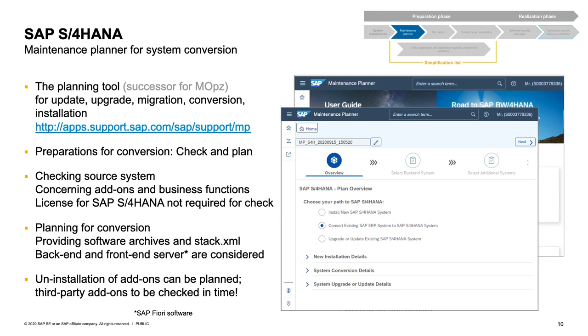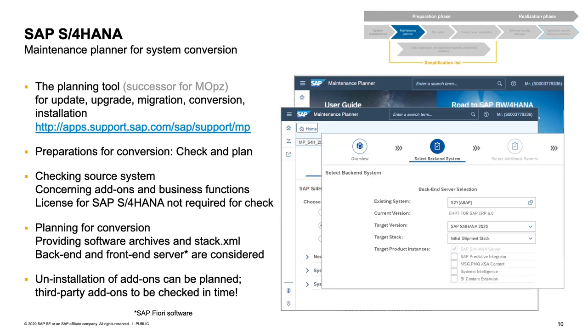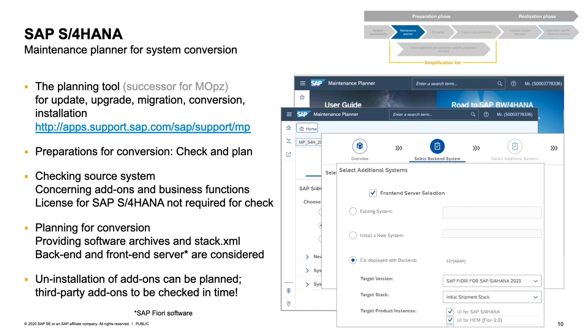So you use this tile plan for S4HANA, then you choose to convert your system. You will have to specify the name of your source system. ERP 6.0 single stack is the requirement. You will provide the target release of S4HANA and the stack. And finally, you will also consider the front-end server software for Fiori as well. And there are different deployment options. Nowadays, we recommend to have a co-deployment with the back-end server as a general statement.